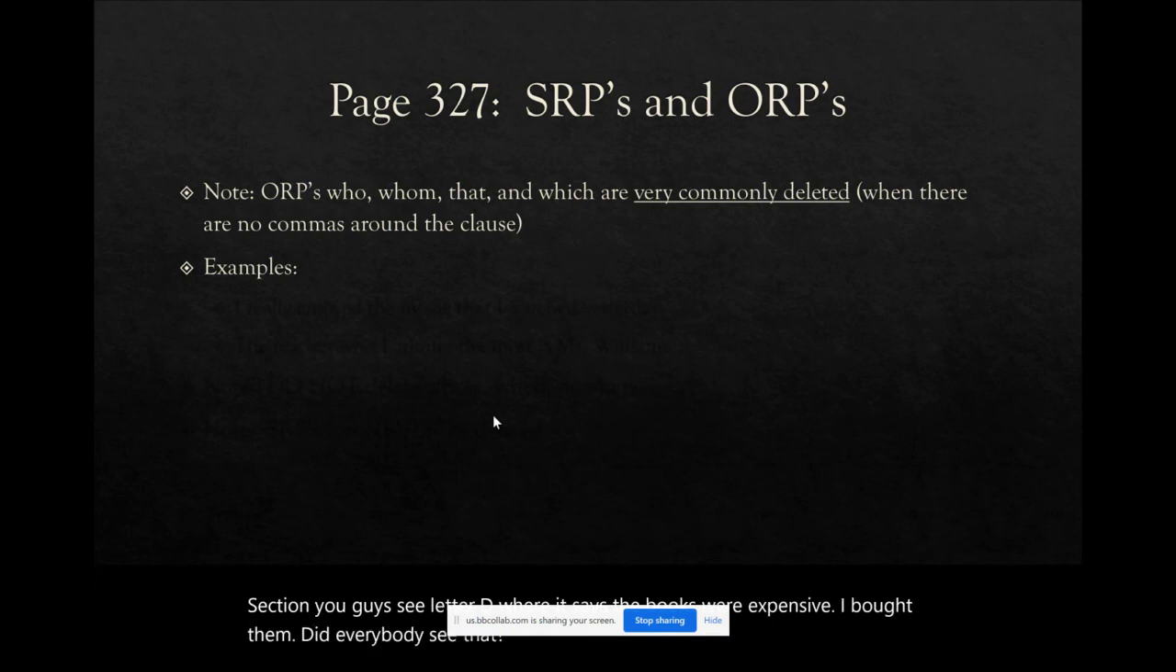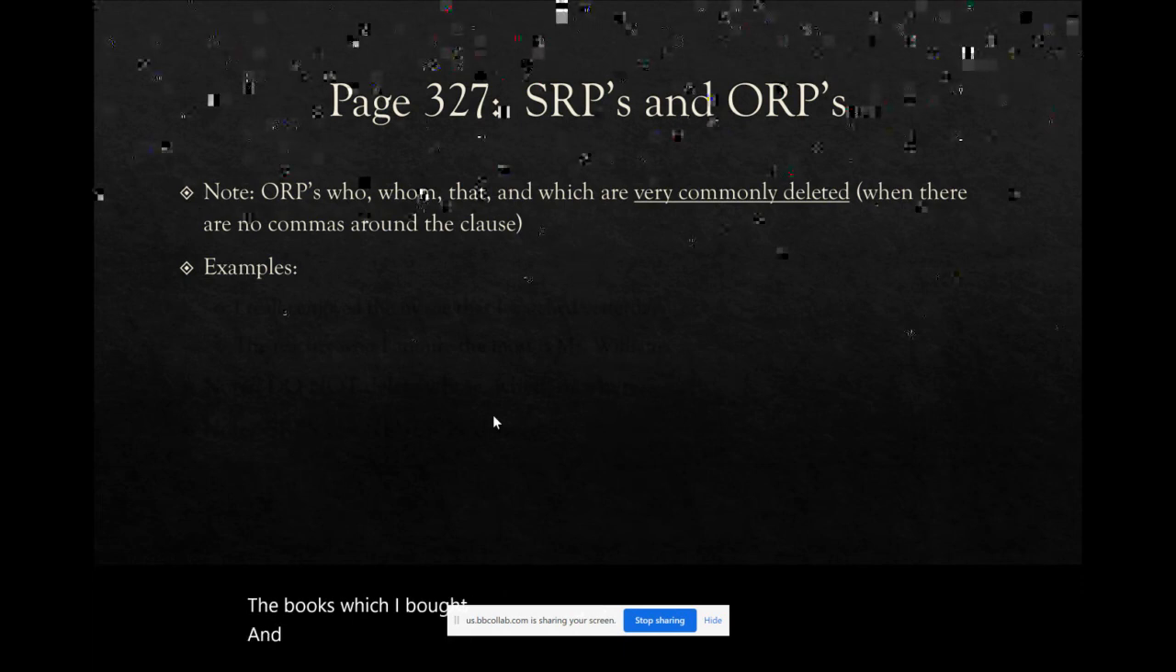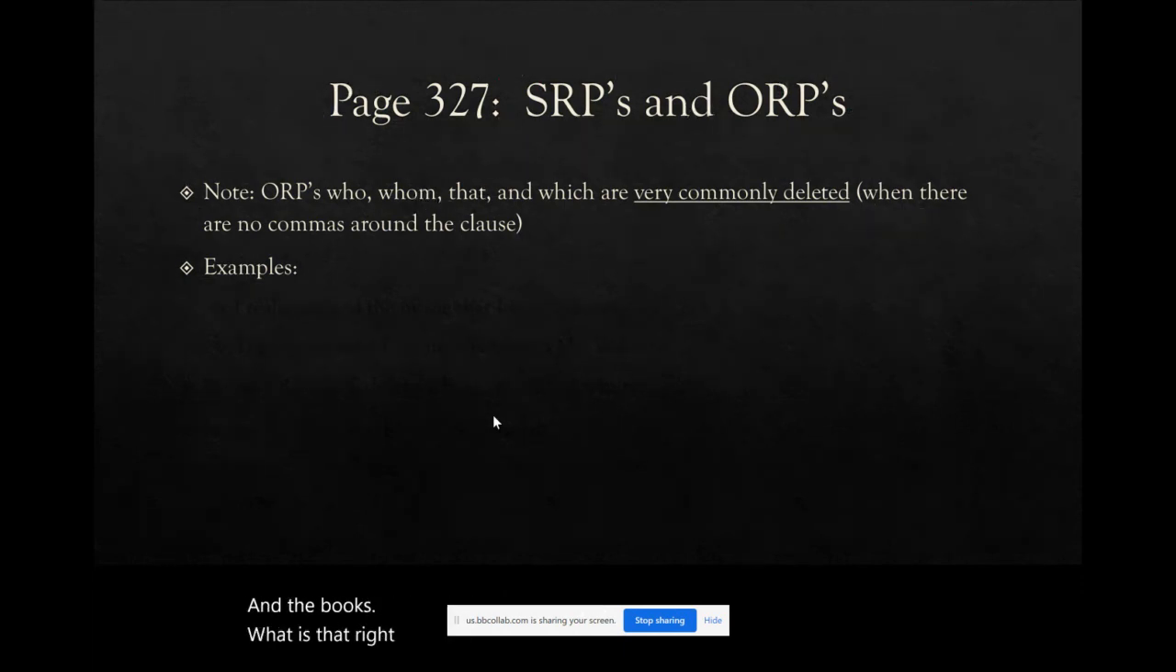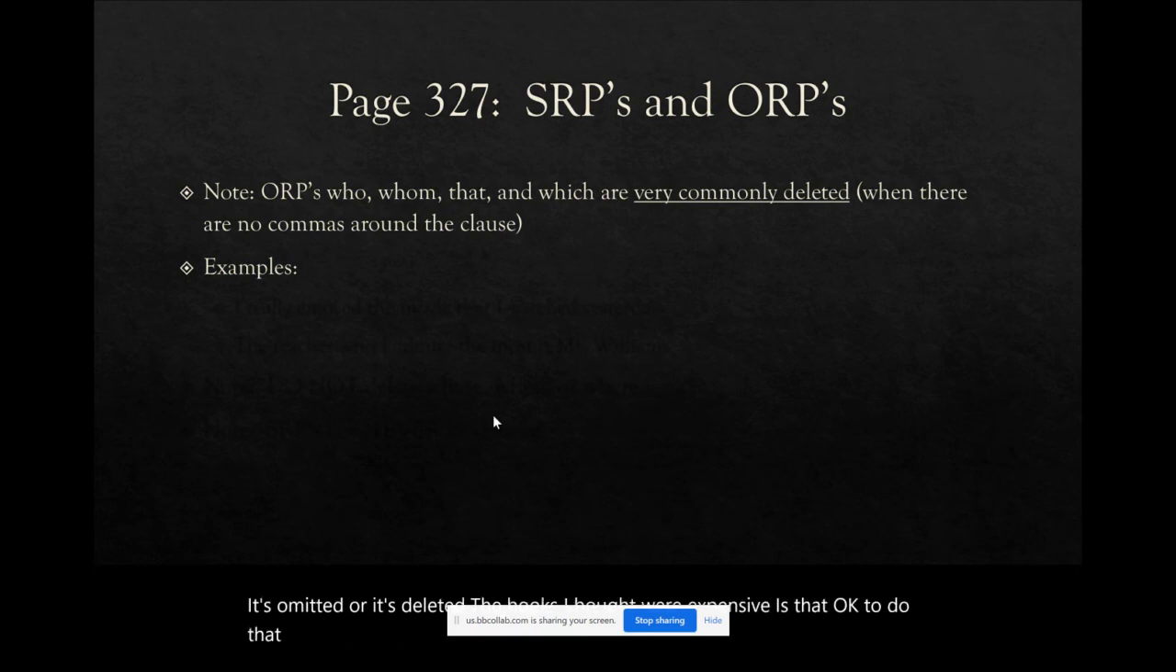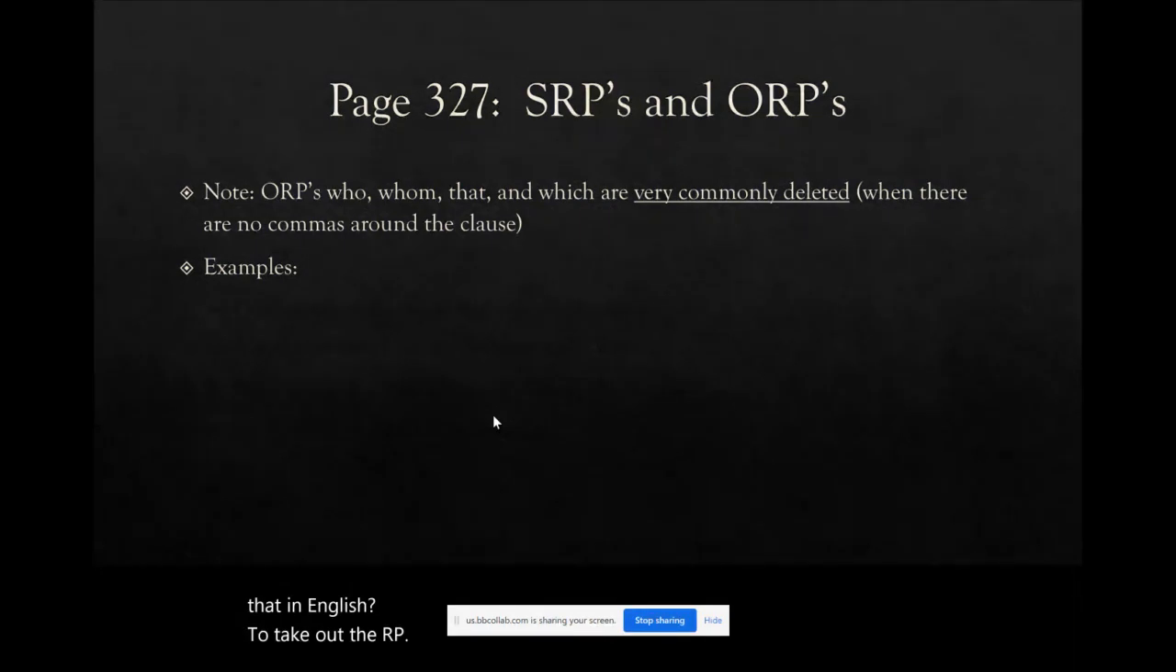Okay, let's look at E, F, and G. The books that I bought, the books which I bought, and the books, well, right there on letter G. Nothing. Right. It means there's nothing there. It's omitted or it's deleted. The books I bought were expensive. Is that okay to do that in English? Yes, to take out the ORP? Yeah. Yep. It's very, very common.